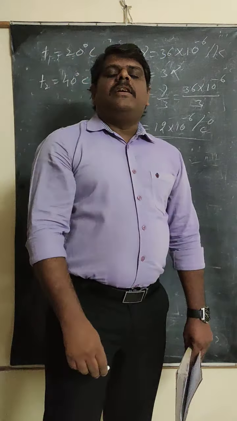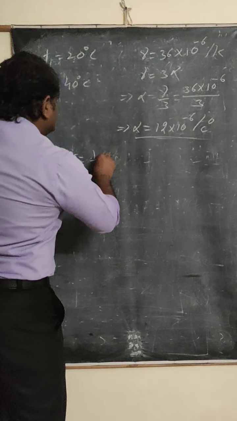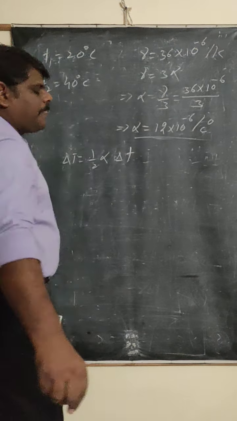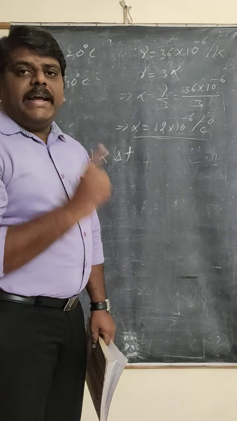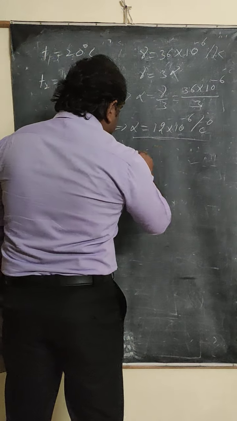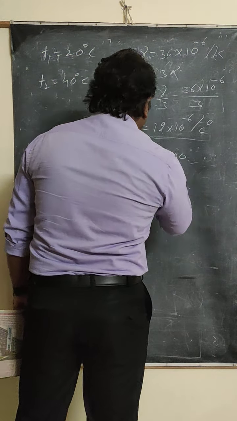And we know the formula. What is the formula? The loss or gain of the time, delta T, is equal to half into alpha into delta T, where delta T means change in temperature. This is for 1 second only. In the problem, what is it asking? It is asking for 1 day. For 1 day means 86,400 seconds. This is the formula.